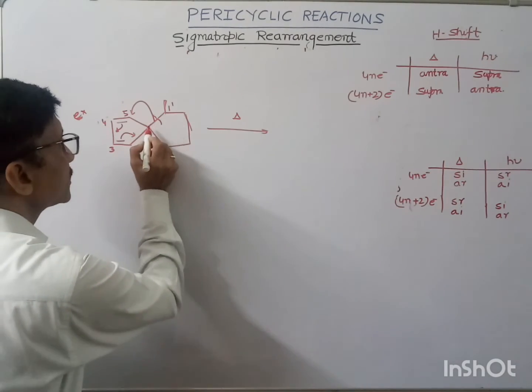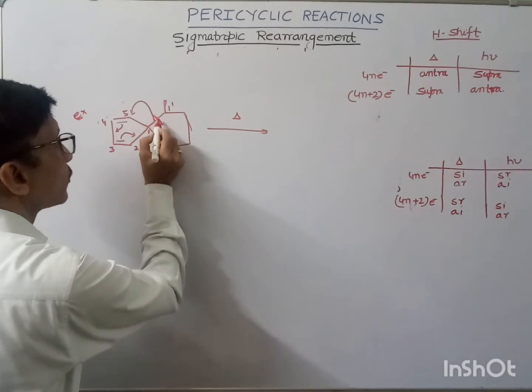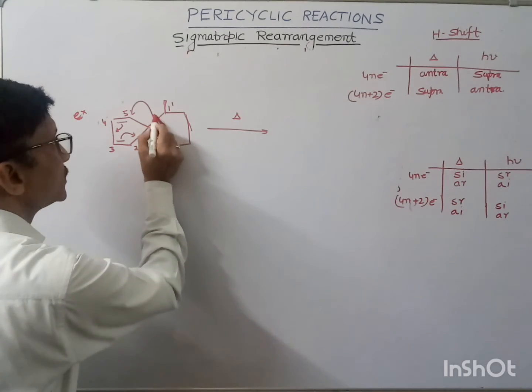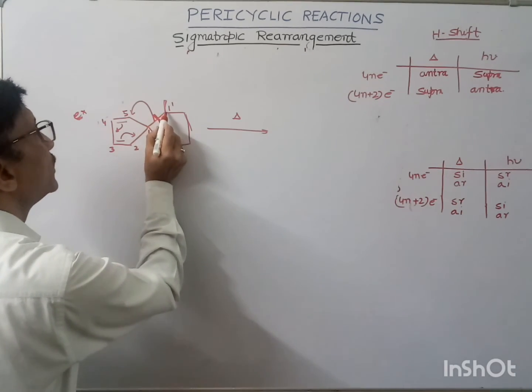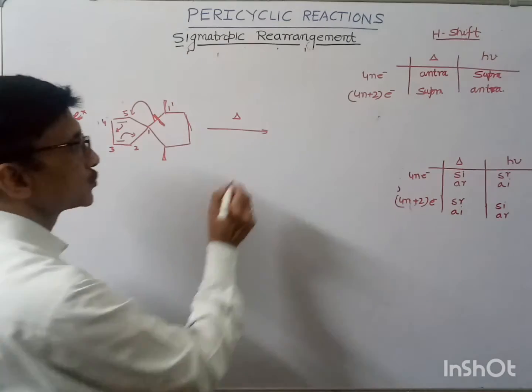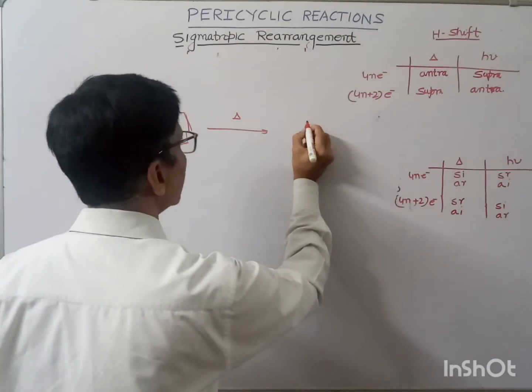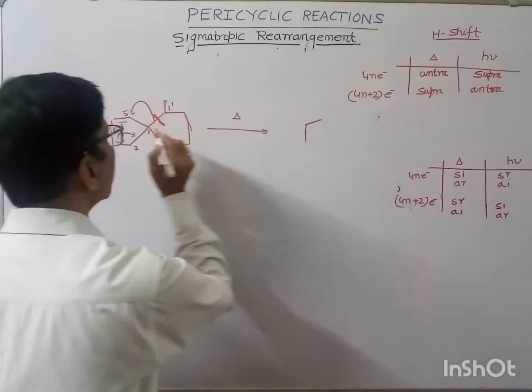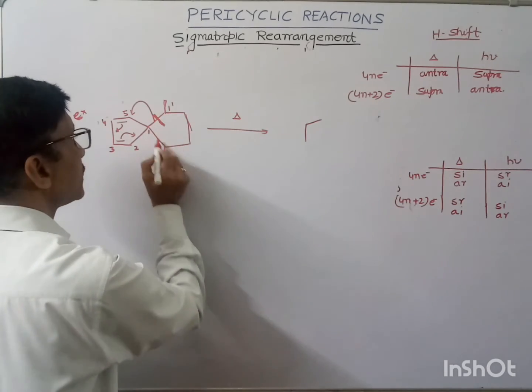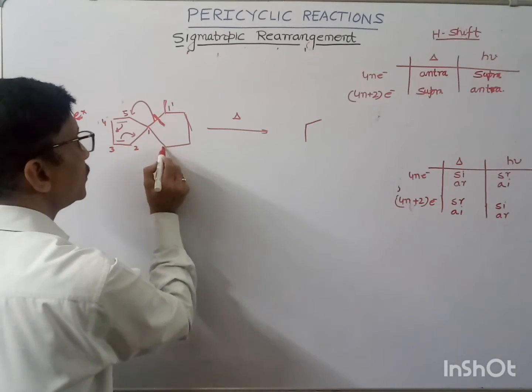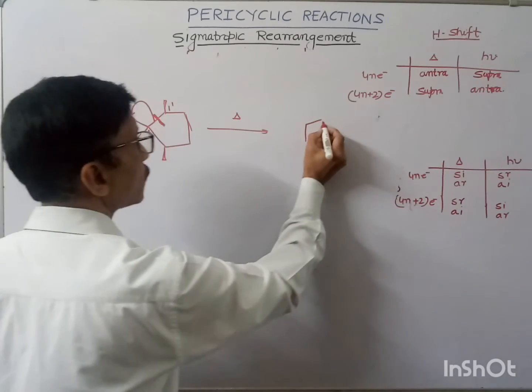So as you can see here, this bond has broken down. This bond has broken down. This is broken, and a new bond is formed between 5 and 1 dash. So what you can see, a 6-membered ring is formed. 1, 2, 3, 4, 5, 6-membered ring is formed over here.